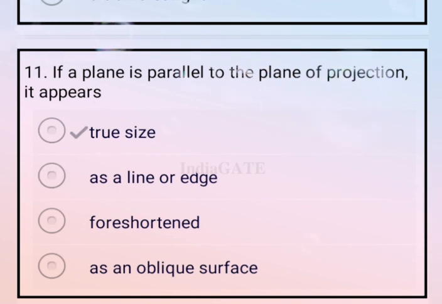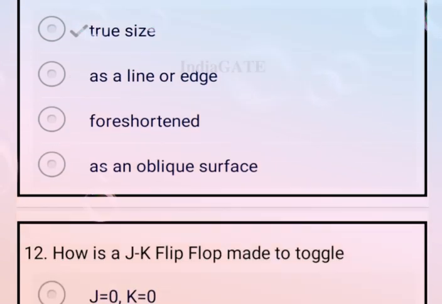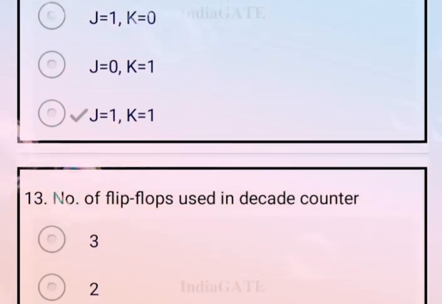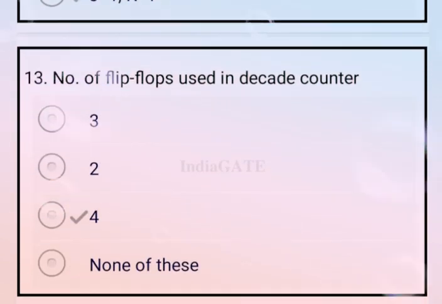Next question. If a plane is parallel to the plane of projection, it appears as. So the correct answer is option A, that is true size. Next question. How is a JK flip-flop made to toggle? So the correct answer is option D, that is J equal to 1, K equal to 1. Now come to the next question. Number of flip-flops used in a decade counter. So the correct answer is option C, that is 4.